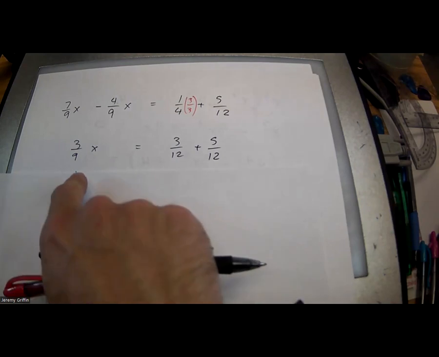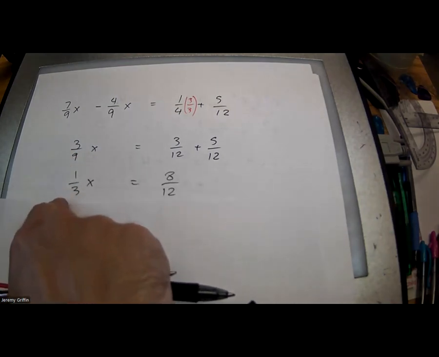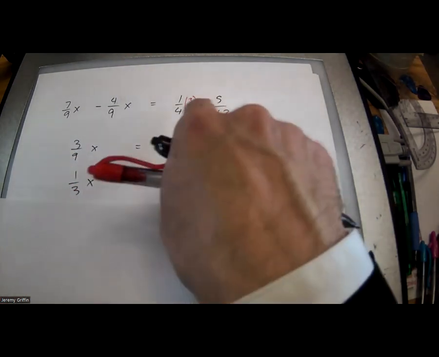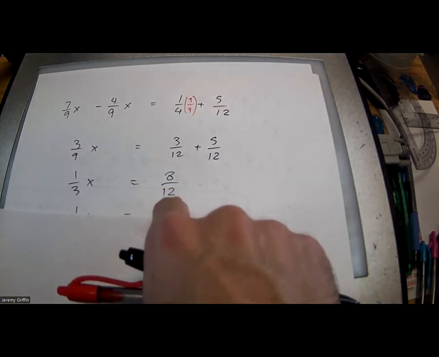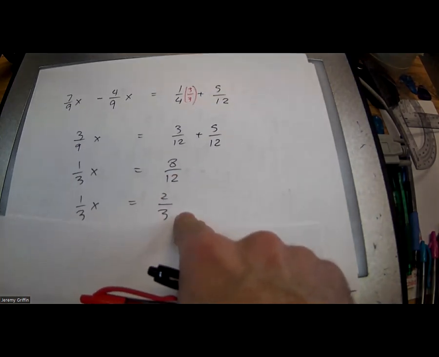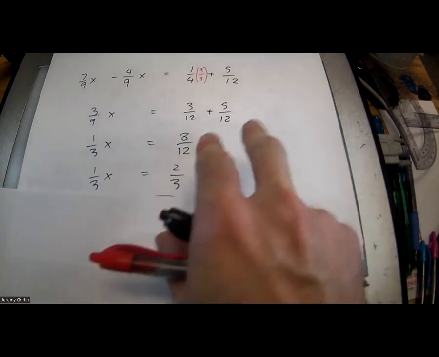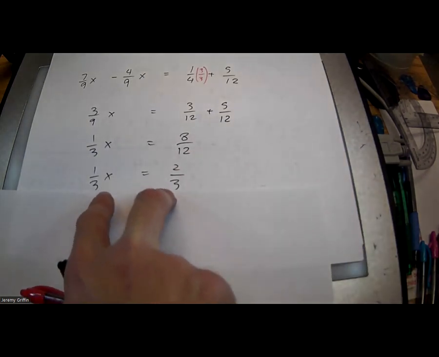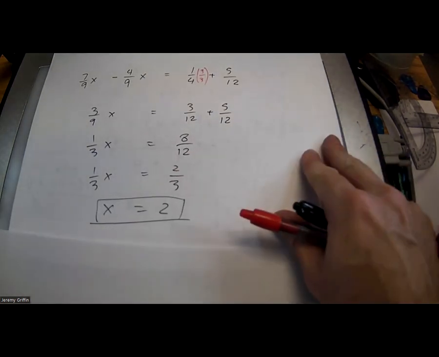Now 3/9 x reduces to 1/3 x. And this, of course, is 8/12. But 8/12 also reduces, doesn't it, to 2/3. Multiply both sides by 3, or the 3 cancels. Either way you think of it, x is 2. And that was the answer.